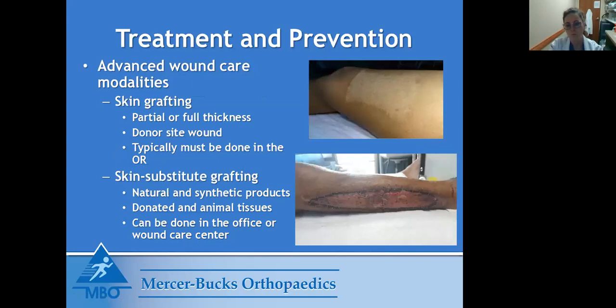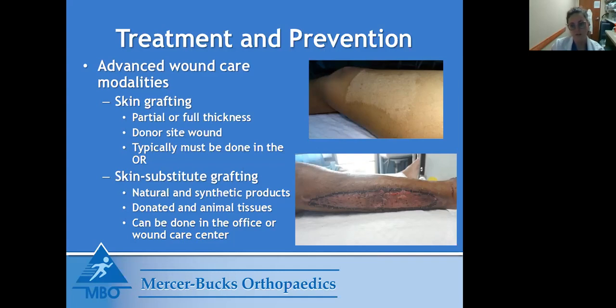Other modalities which are considered advanced are skin grafting and skin substitute grafts. So skin grafts can be partial or full thickness. They are taken from you. So there is always what's called a donor site. So oftentimes, no, I shouldn't say often, but with patients who have other comorbidities or other risk factors, you don't want to go and create another wound, because you can see here this person healed very nicely, but they have this lightened area where the skin graft was taken.